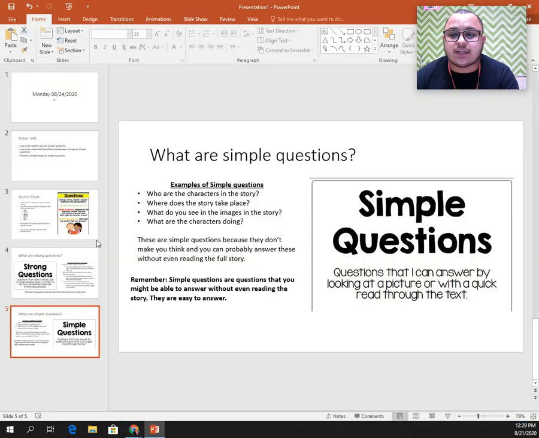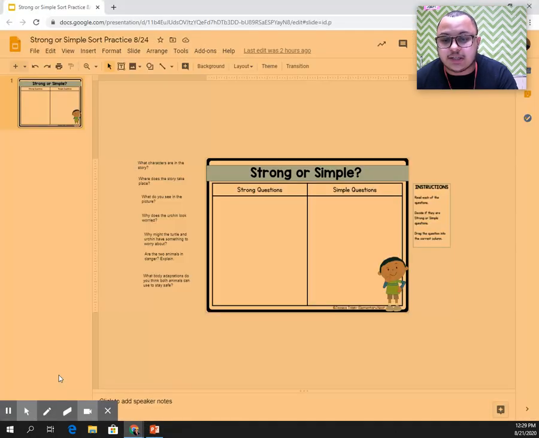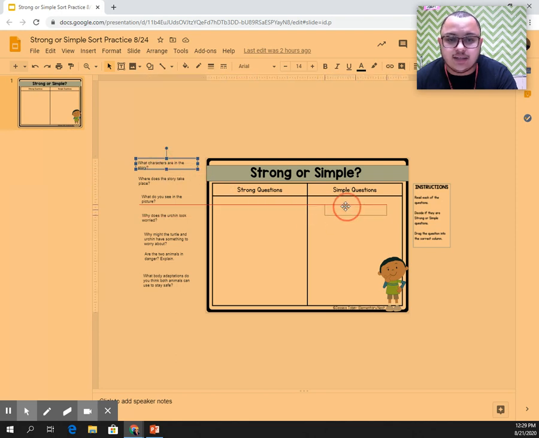So what characters are in the story? Well, if we look back to whether it's a simple question or a strong question, we know that we can answer this question by quickly skimming our text to look for names. So that's going to be a simple question, and we're going to take that and drag it all the way over here to the simple box.